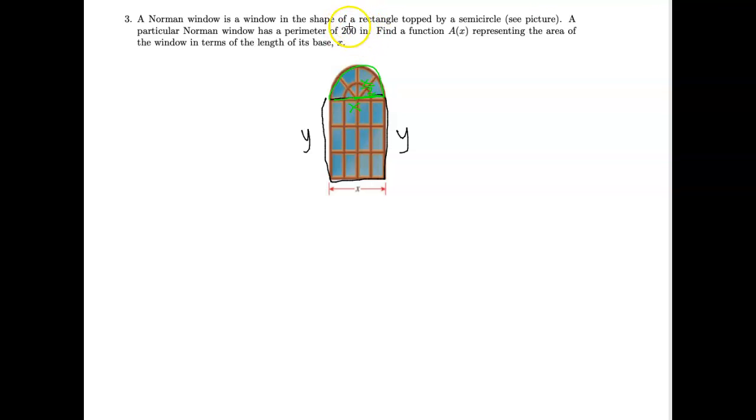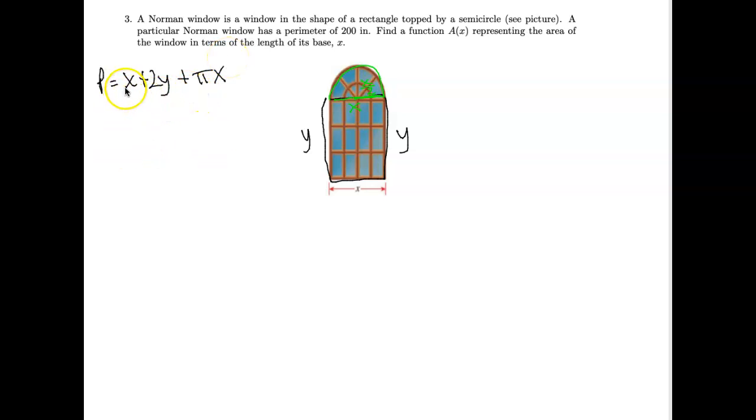What we want to start off by doing is find the perimeter in terms of the information that's given. So the perimeter is adding up all the sides. That's going to be x plus 2y plus the circumference of the semicircle. Here I want to use the diameter, so the circumference will be x times pi. So my perimeter will equal x plus 2y plus pi x.